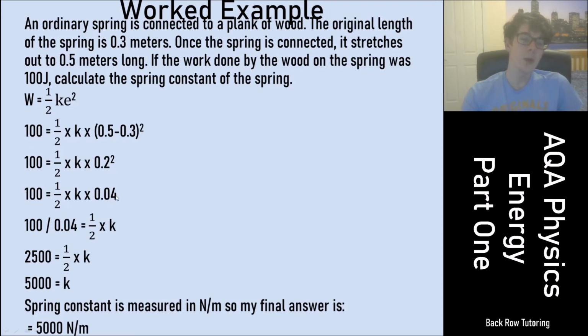What we need to do is divide both sides by this 0.04, and that'll be one step closer to having k by itself. So if we do that, we get that 2,500 is equal to half the constant, okay? So if we multiply both sides by 2, we'll get rid of the half on this side, and we'll get that the spring constant is 5,000. Spring constant is measured in newtons per metre, so the final answer is 5,000 newtons per metre.